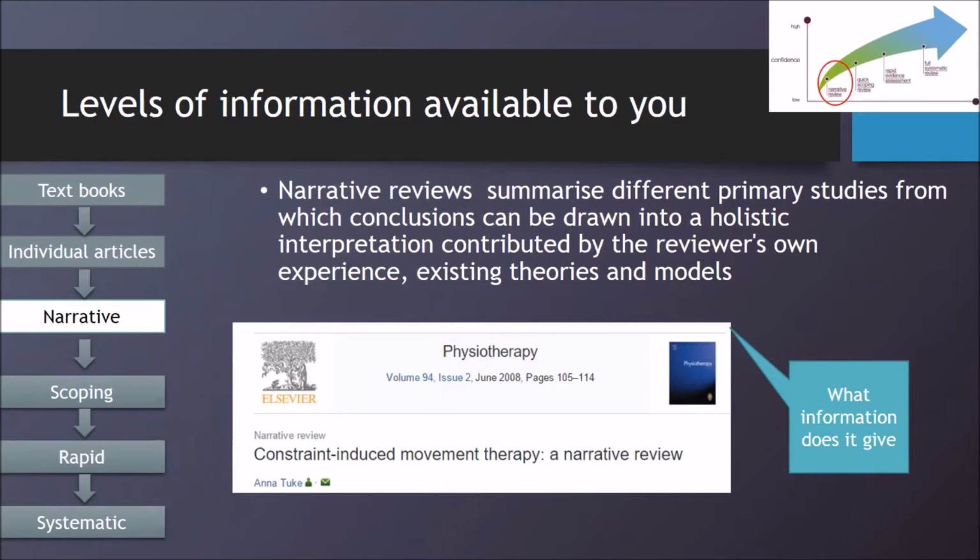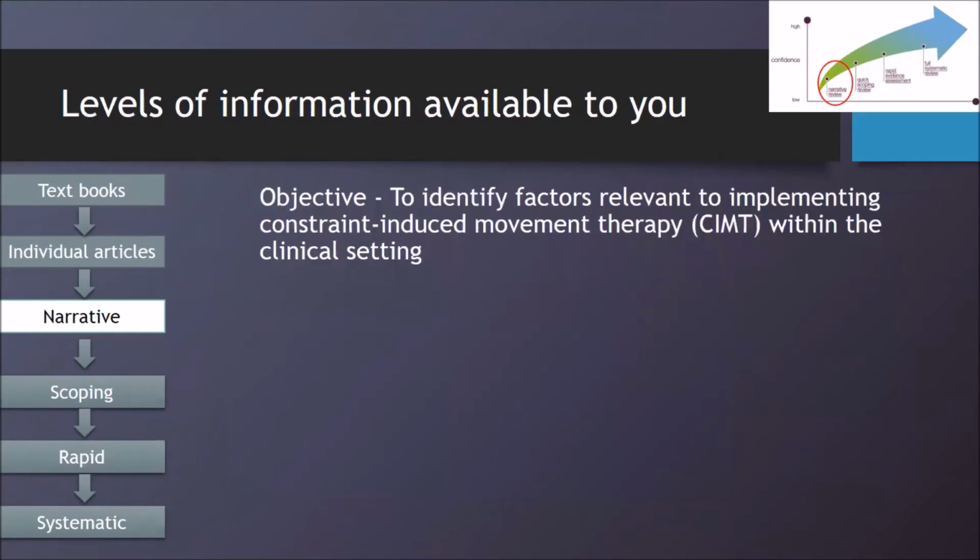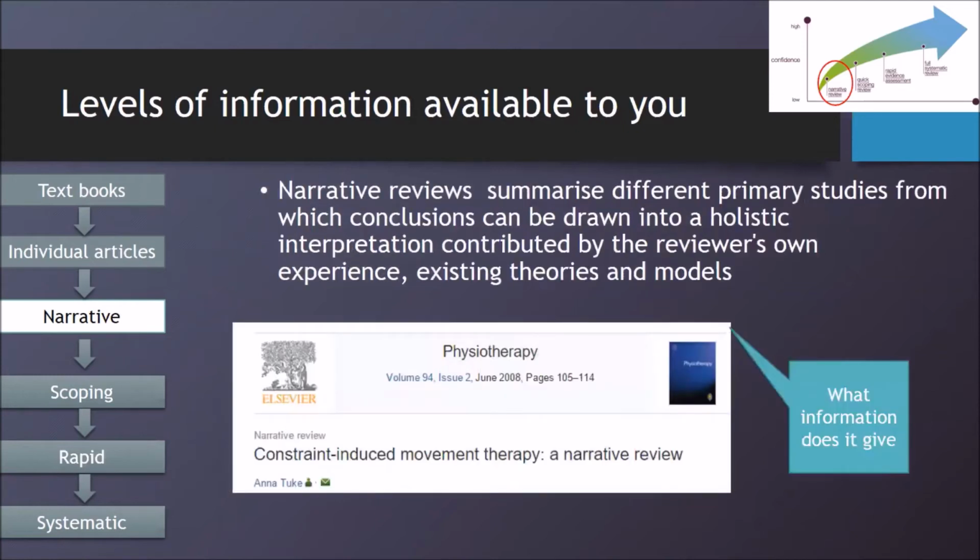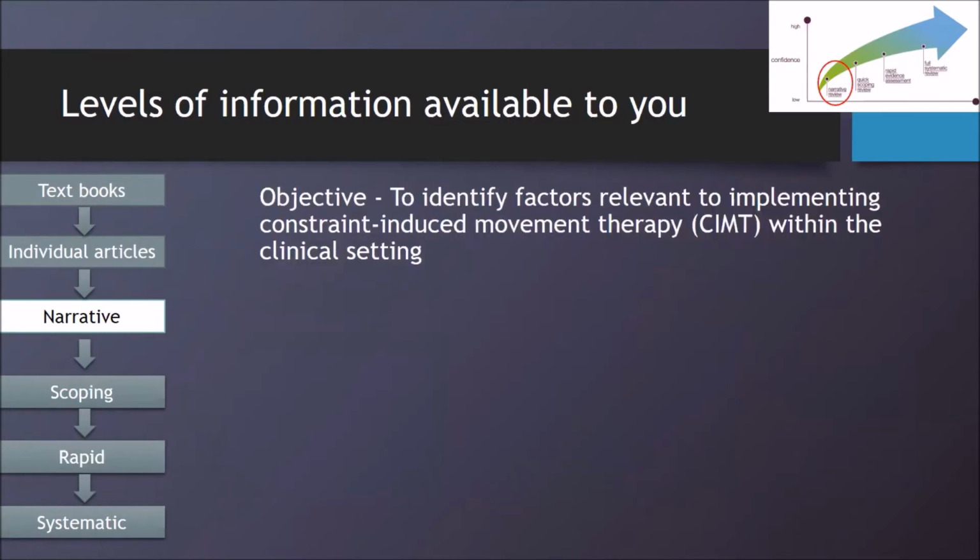So here I give you an example of an article from Physiotherapy Journal. The title is Constraint-Induced Movement Therapy, a Narrative Review. So you may see this call out box which will ask you a question: what information does it give? When you look at the objective of this journal article, the objective is to identify factors relevant to implementing constraint-induced movement therapy within the clinical setting. It has no relevance to the title of the narrative review. However, it can still be placed under this narrative review heading.